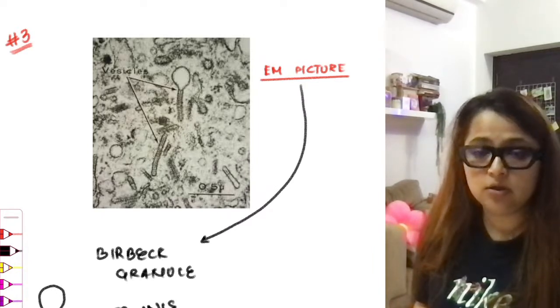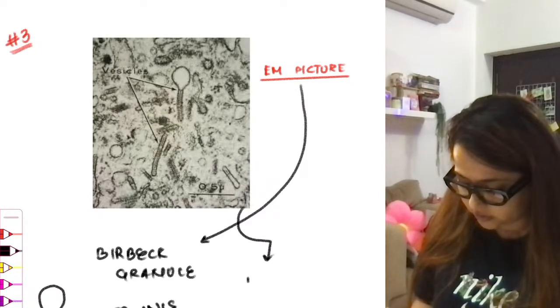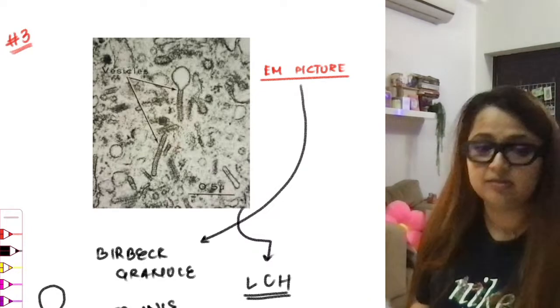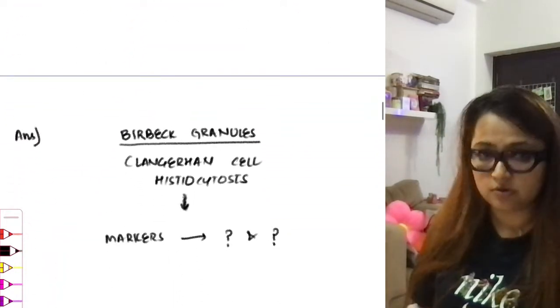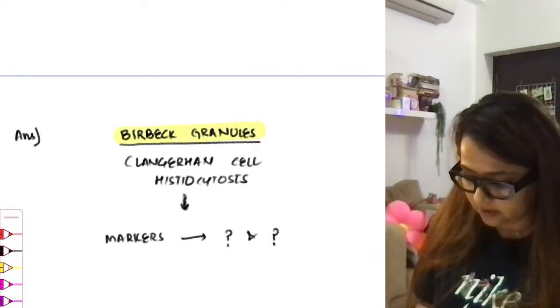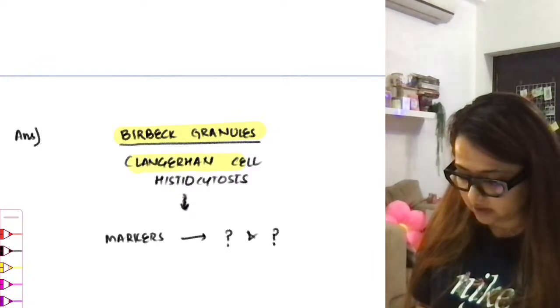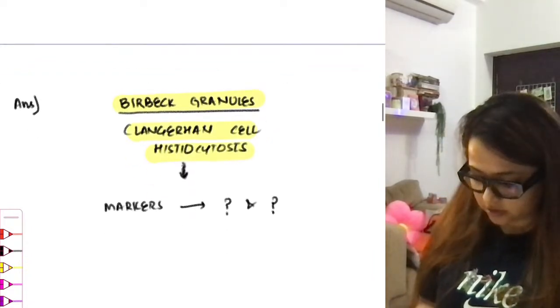Okay. Next question. In which condition would you see this type of electron microscopy picture? Your answer is Langerhans cell histiocytosis. So look here. We are looking at the Birbeck granules. They are having a tennis racket shape. All right. And this is seen in Langerhans cell histiocytosis. Okay. I'll ask you another question here.